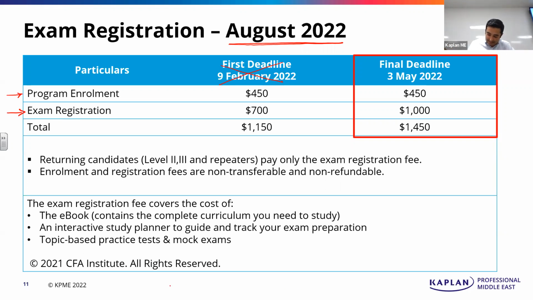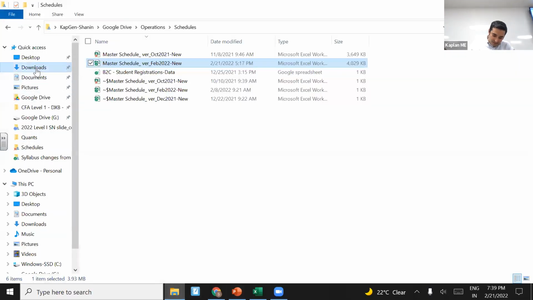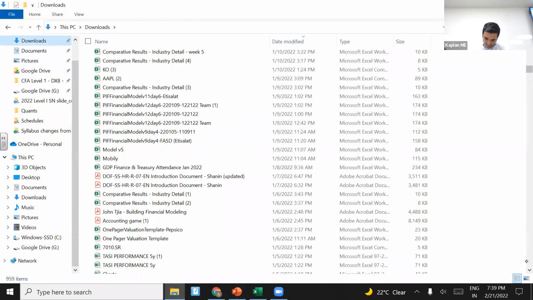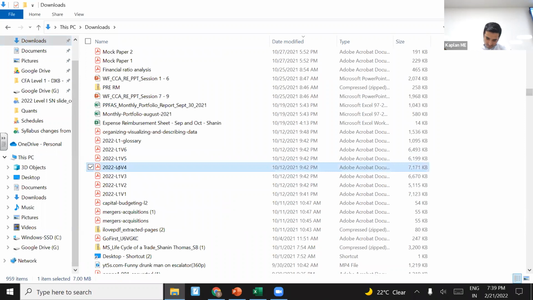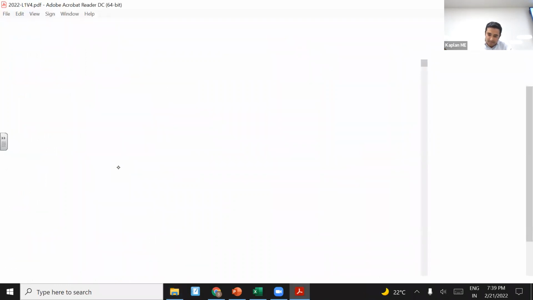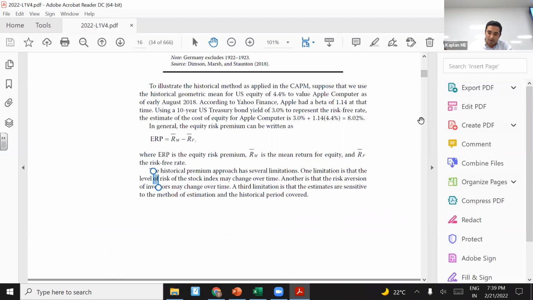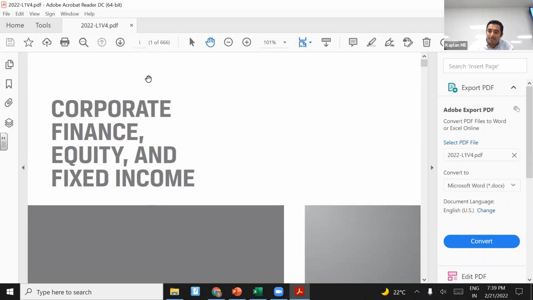So it would look something like this. I have it downloaded. A book like this. Just that when you get the printout of it, it will be a colored book with very good quality paper. But this is basically the book. This book covers corporate finance, equity, and fixed income, which is a 666-page book. This way, there are 6 books that you have for exam 1.